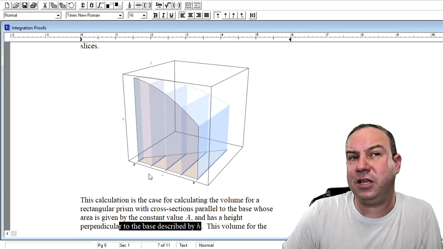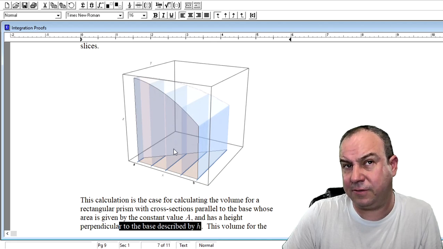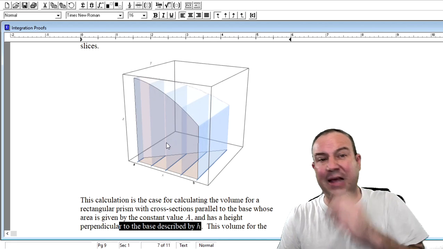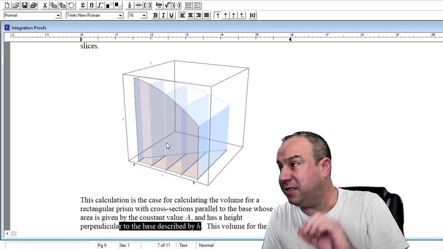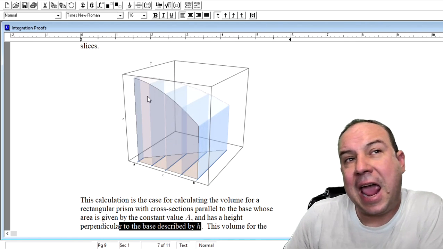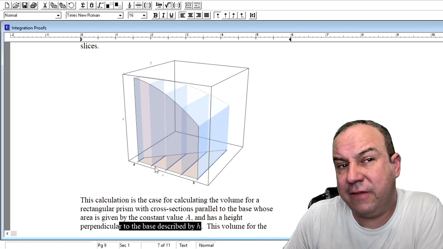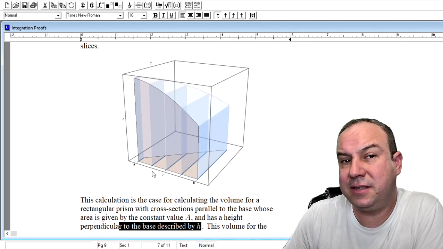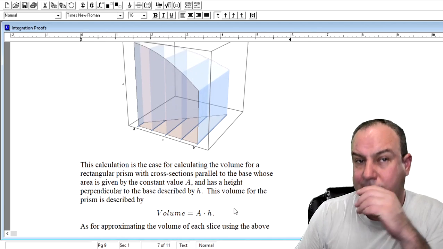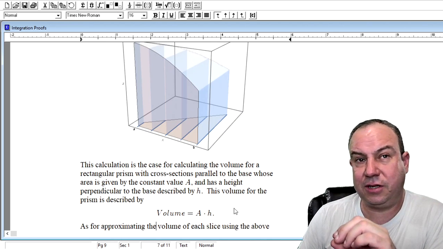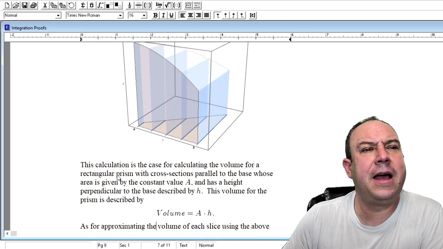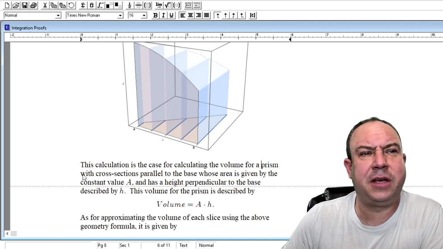Each of these slices has a cross section that might be used to approximate what we might say is the base of this rectangular prism. And the height, or the length of this prism perpendicular to this base, would have a measurement described by H. And in this case, the volume for this prism would be described by simply volume equals A times H.